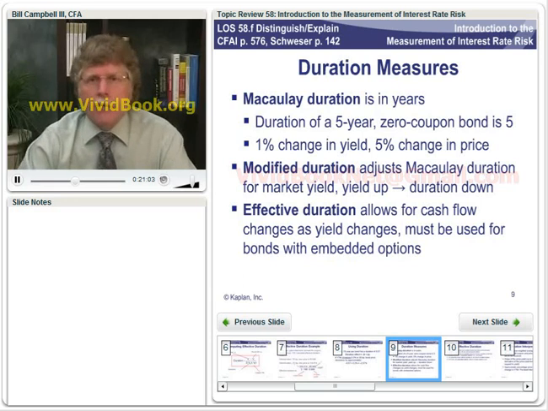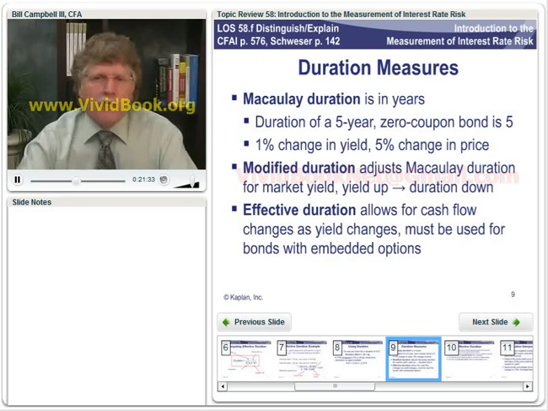So now we know three things about Macaulay duration. The longer the maturity, the longer the duration. The higher the coupon, the shorter the duration. And the higher the yield to maturity, the shorter the duration. And once you can see those for Macaulay, it makes it easy because for the other kinds of duration we talk about, modified and effective duration, those things are always true as well.